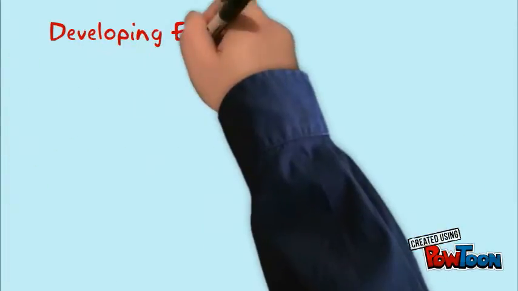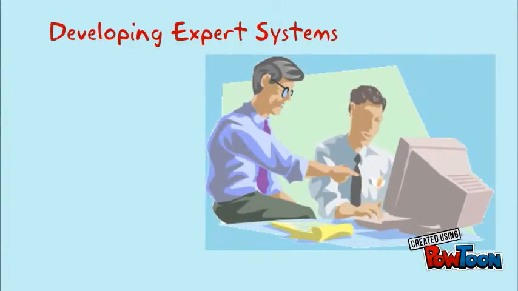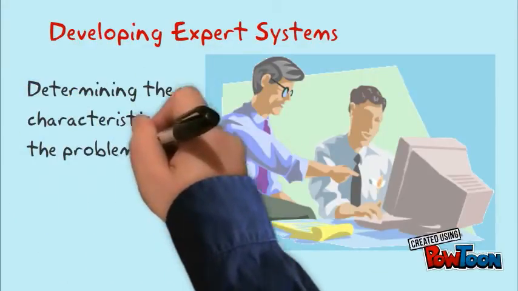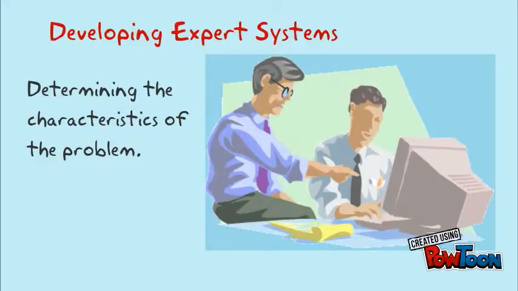For developing expert systems, first of all, the knowledge engineer and domain expert work together closely to describe the problem that the expert system is intended to solve. The description may be revised several times before both of them are satisfied with it.